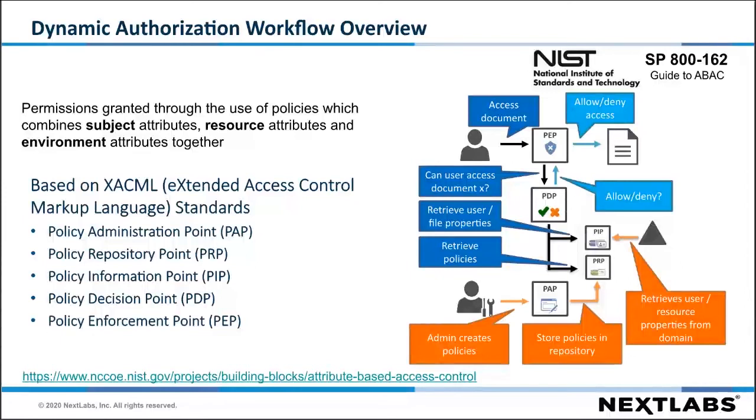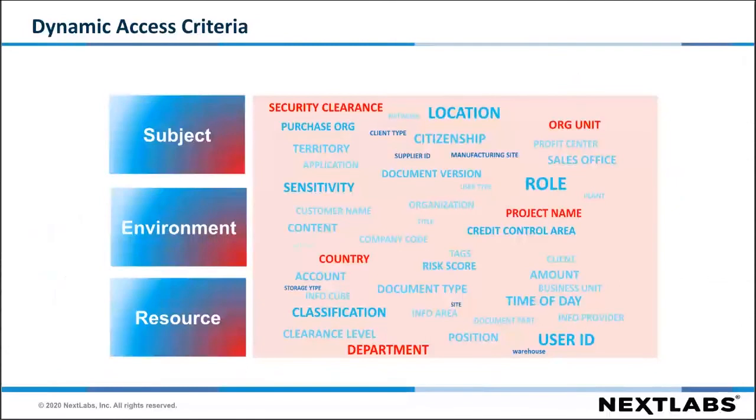You first start with an administrator creating policies, which are then stored in a repository from which user or file properties can be retrieved. And it's at this point a decision can be made as to whether access should be given or not. And the final step is the actual allowing or denying of access to the data in question. So what this diagram really boils down to is a policy-based approach that can sit alongside a role-based access control model, thereby preserving any prior investments made, if any, in an access control solution.